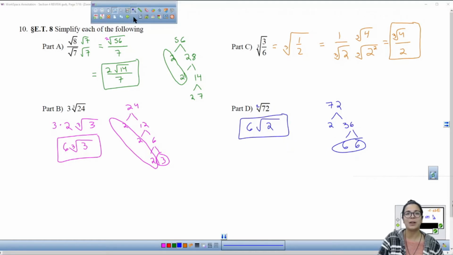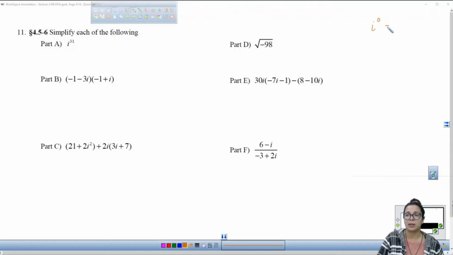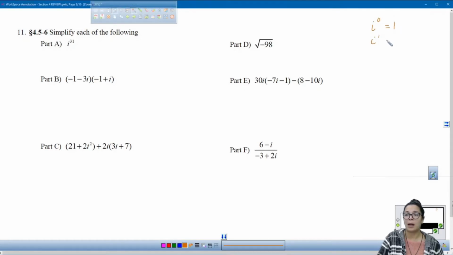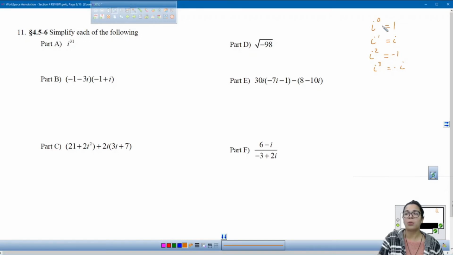Okie dokie, let's move on to number 11. So for number 11, we are simplifying each of these. And on the first one, we have i to the power 31. Remember that i to any power will only equal one of 4 things. Either 1, i, -1, or -i. And it just rotates between all 4 of these.